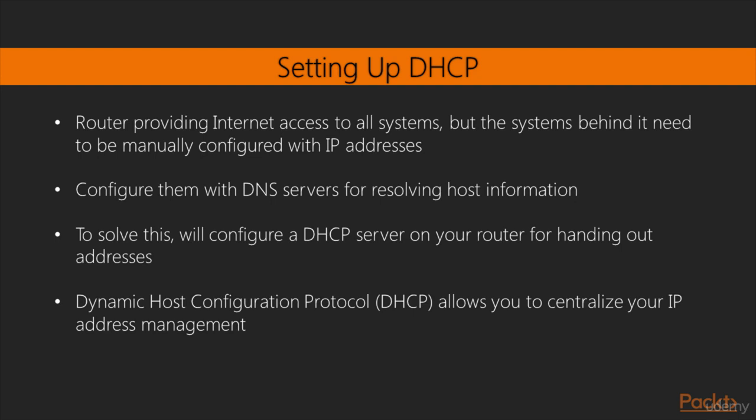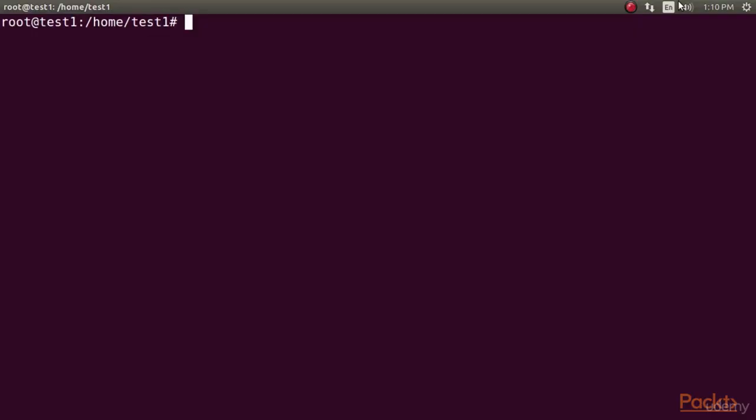Dynamic Host Configuration Protocol, DHCP, allows you to centralize your IP address management. Machines which are added to a network will issue a DHCP request asking any available DHCP server to provide it with configuration information, including IP address, subnet mask, gateway, DNS server, and so on. Let's see how we can start with it practically.